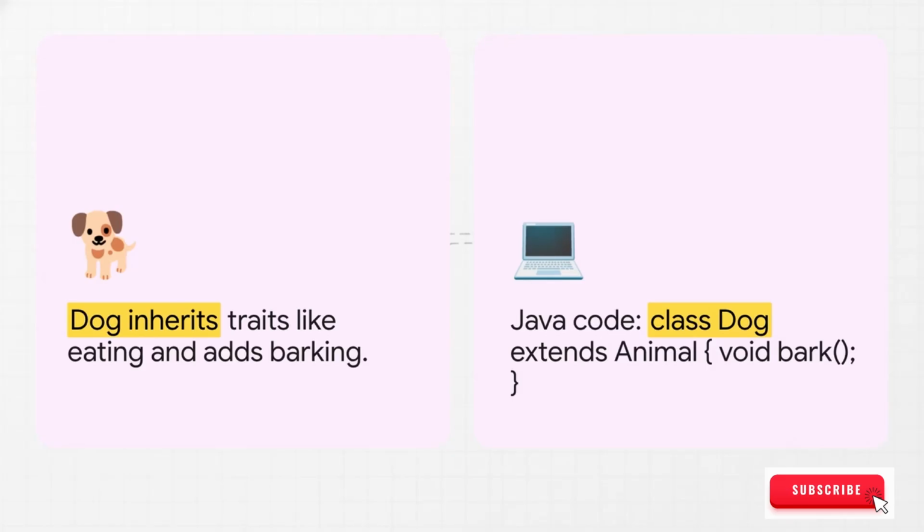Let's break it down with a simple analogy. Think of a dog. A dog naturally inherits traits from a general animal category, right? All animals eat and sleep, so a dog gets those behaviors automatically. But it also has specific traits of its own, like barking. Looking at the Java snippet, that single word extends is a game changer. Saying class Dog extends Animal means our Dog class instantly knows how to eat and sleep without us writing a single line of that logic. We literally just add the void bark method and we're good to go.